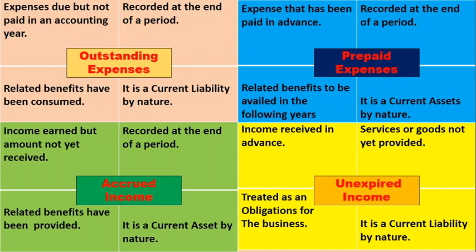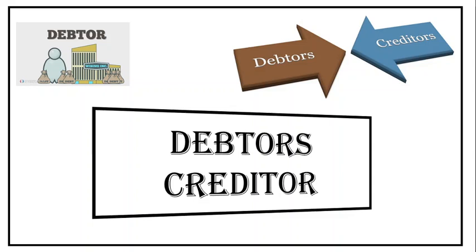Accrued income: income earned but not received. Prepaid expenses: expenses given in advance. Unexpired income: income received in advance. I hope it's clear. So moving to the next one, we are going to learn new terms, debtors and creditors.